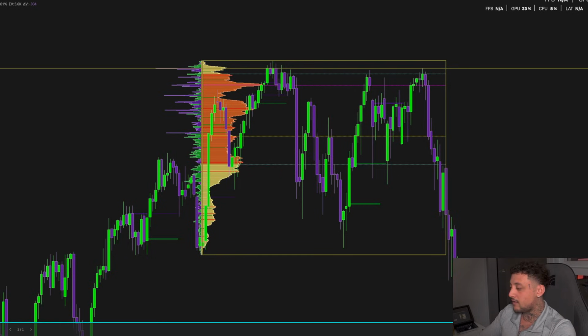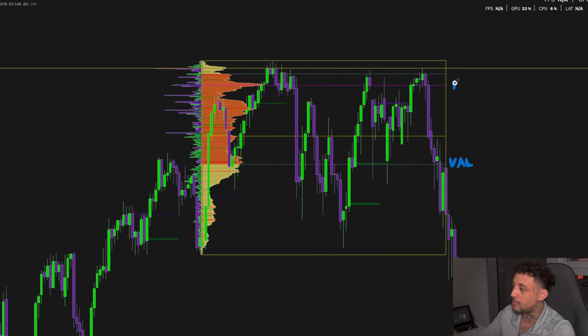Now, inside of this volume profile, you're going to have three major levels. You're going to have the value area low, you're going to have the point of control, and then you're going to have the value area high. And I'm trying to break this down as simple as possible for you guys. The value area high is essentially going to be the high of the edge of value. The value area low is going to be the low of the edge of value.